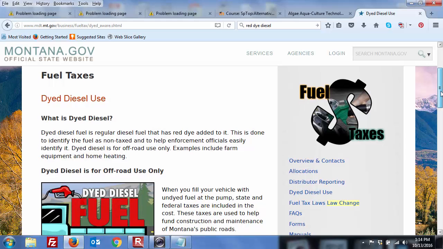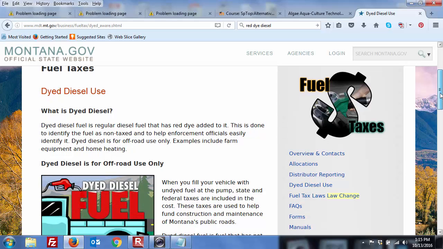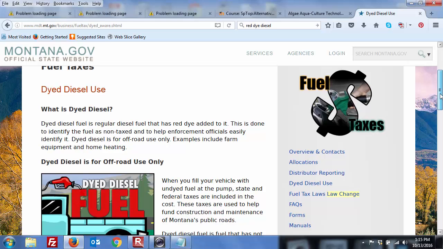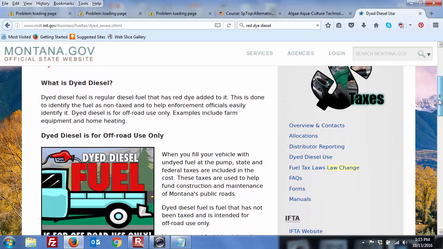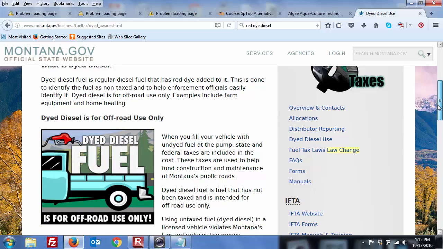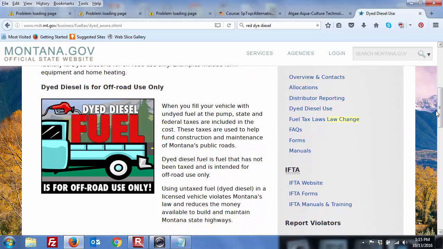When you fill your vehicle with undyed diesel at the pump, state and federal taxes are included. These taxes are used to help fund construction and maintenance of the roads. Using untaxed dyed diesel in a licensed vehicle violates Montana's law.